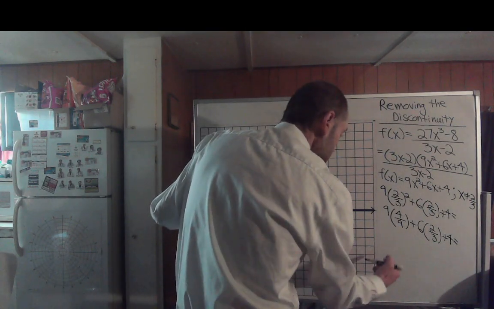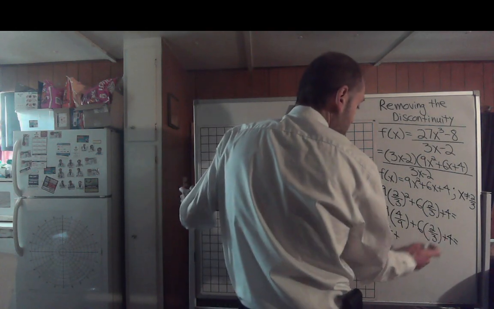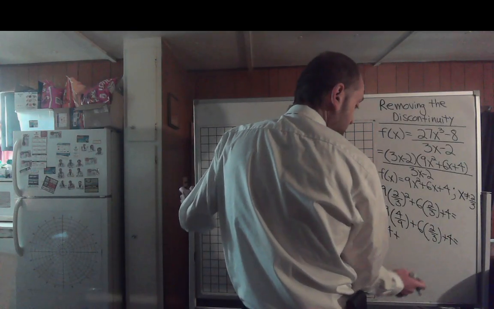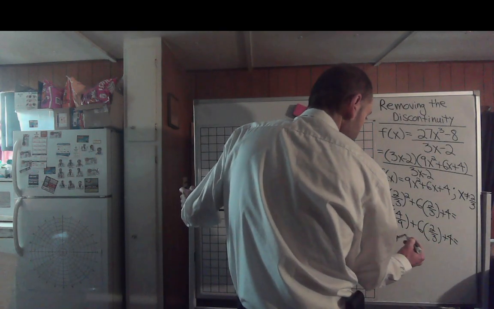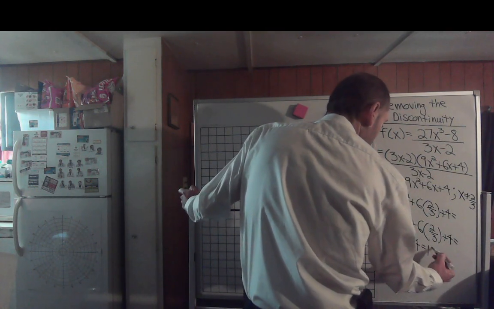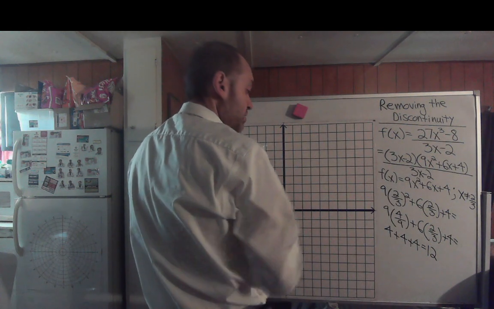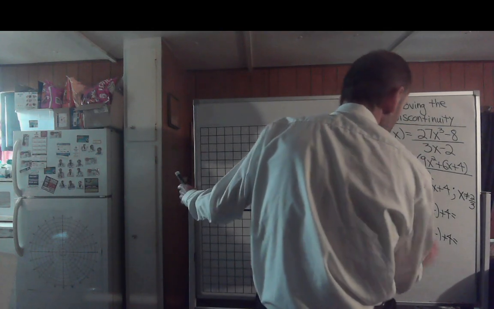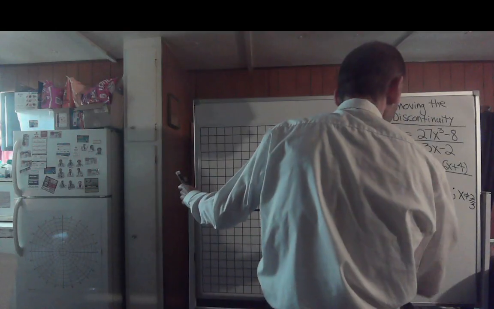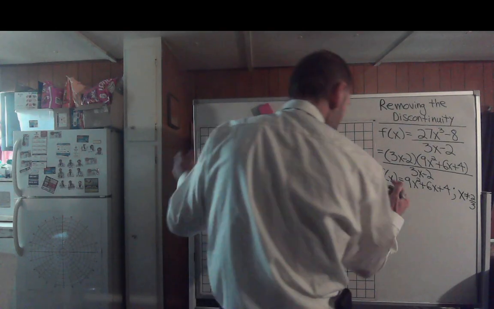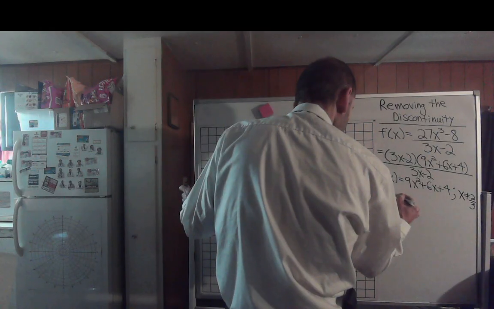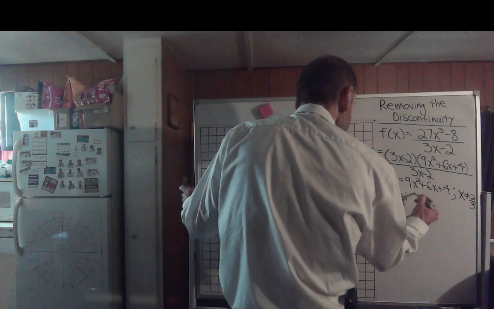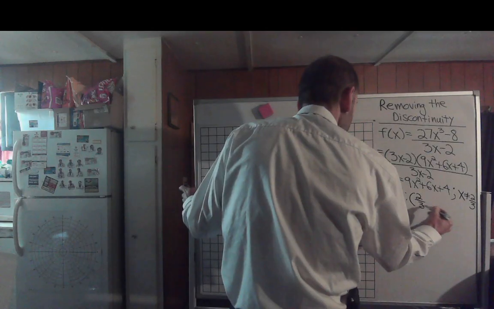So 9 times 4/9, that's going to give me 4, plus, all right, 3 cancels into 6 two times, so you get 2 times 2 is 4, plus 4. You end up getting 12. So there is a removable discontinuity at the point (2/3, 12). So the discontinuity is at (2/3, 12).